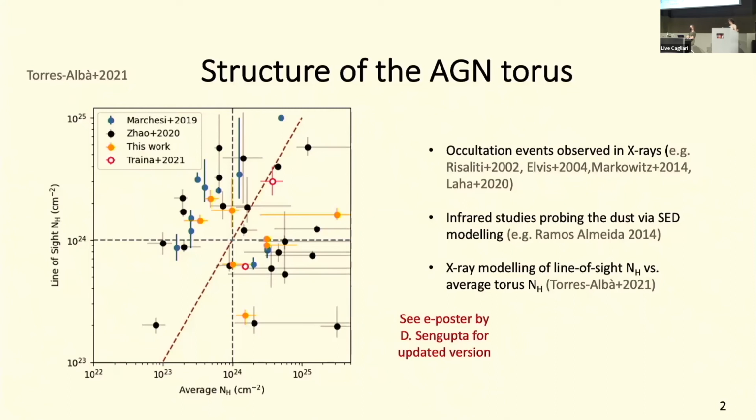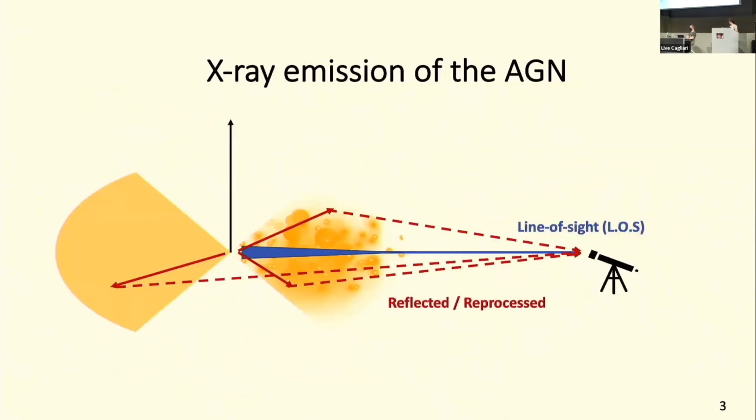We are particularly interested in seeing how it does that, and how it does so in relation to the average torus NH. As I am showing here, the line of sight NH is the emission from the corona that gets to us in a straight line and is affected solely by the quantity of NH in our line of sight when we are piercing through the torus.